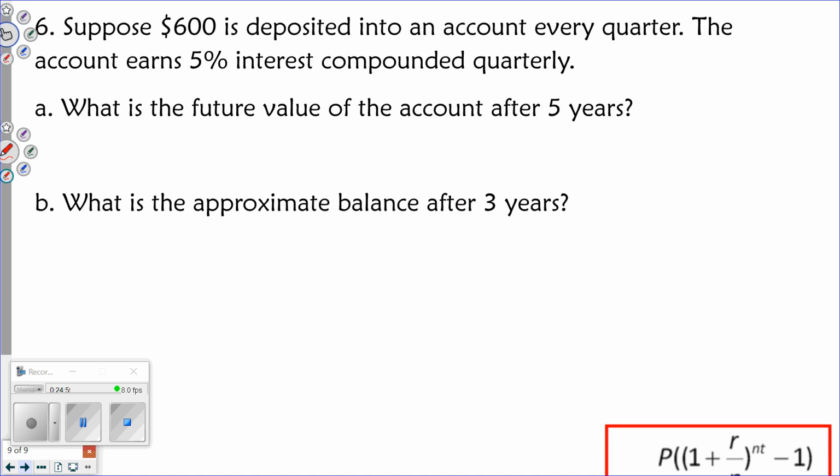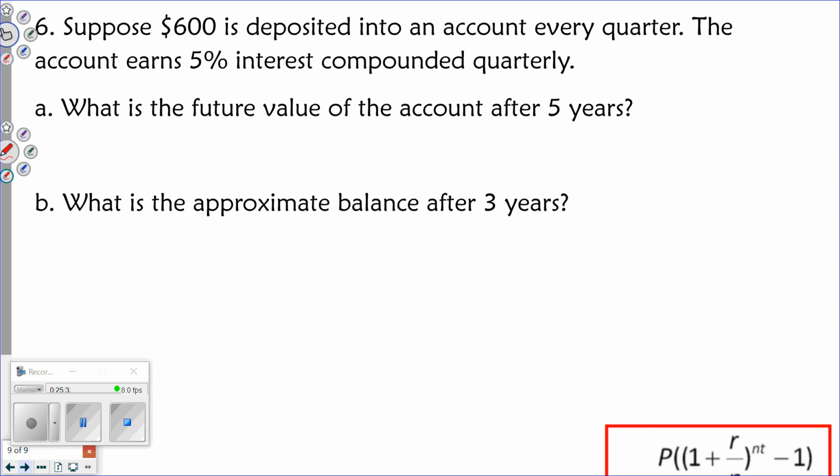Yes. All right, last part. Number 6. Suppose $600 is deposited into an account every quarter. The account earns 5% interest compounded quarterly. What is the future value of the account after 5 years? Now, does every problem actually say future value in it? No, they don't. Not like simple interest, APY, those are real easy because those words are actually in the problem. This one a lot of times doesn't. This example happens to, but it usually does not.